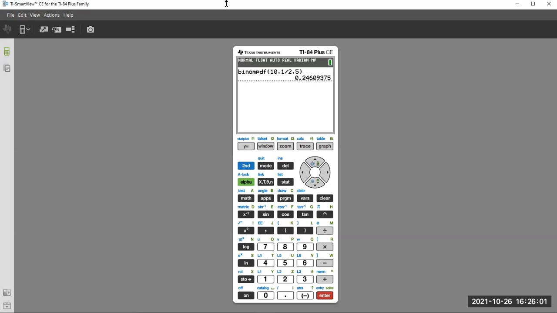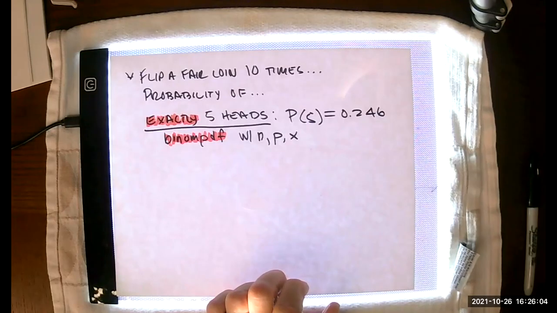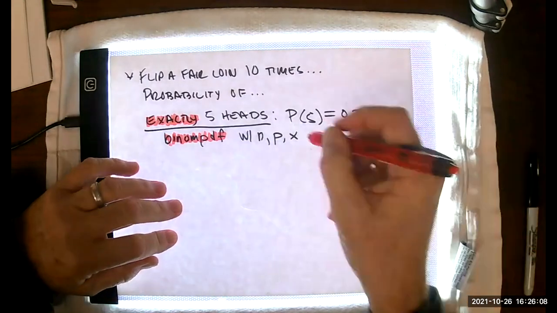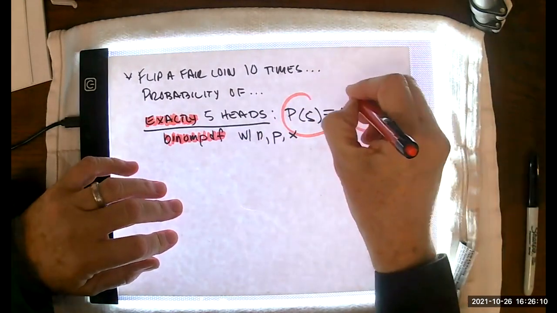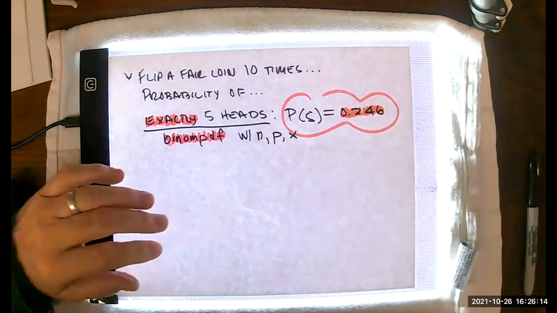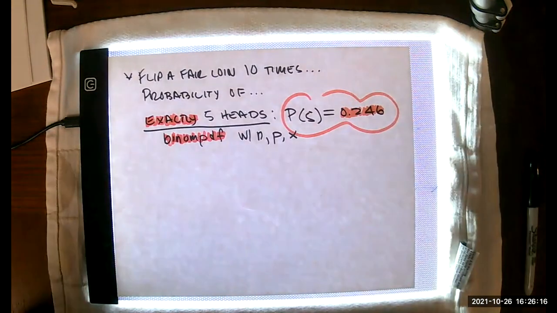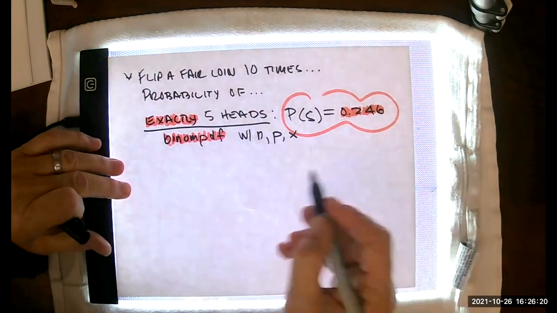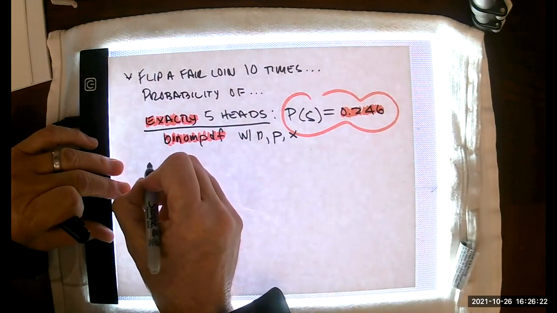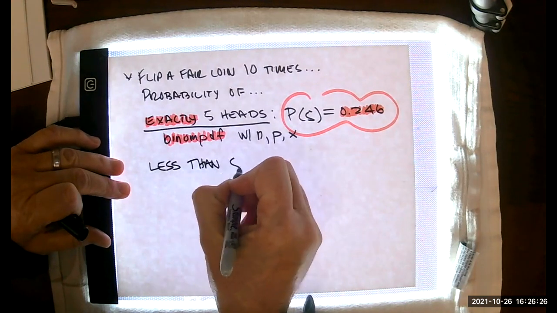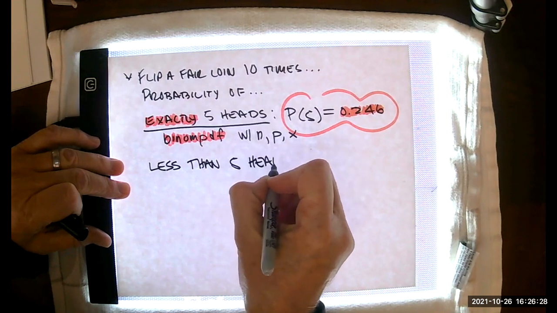Now, let me go ahead and stop the share. And there we go. .246. Now, I'm going to do another one. This one is going to be the probability of less than 5 heads.